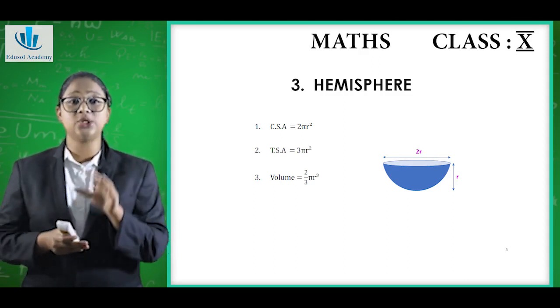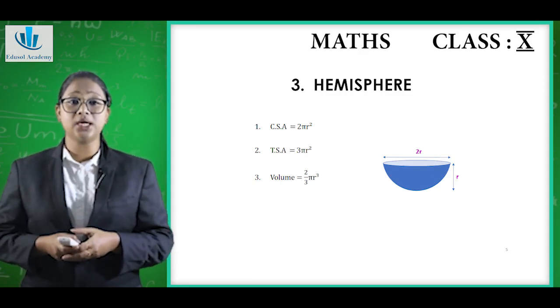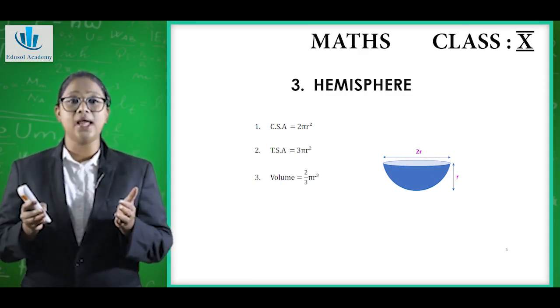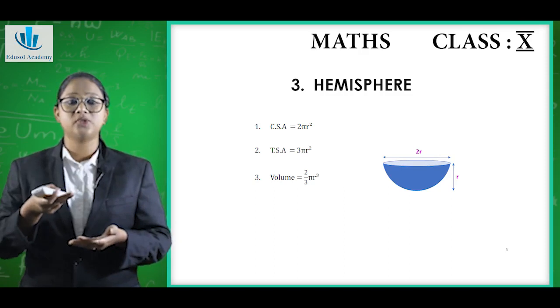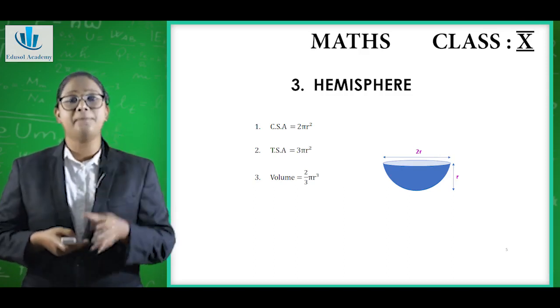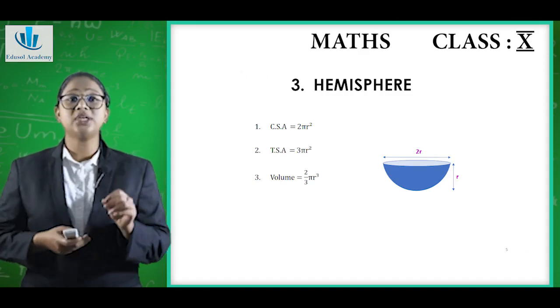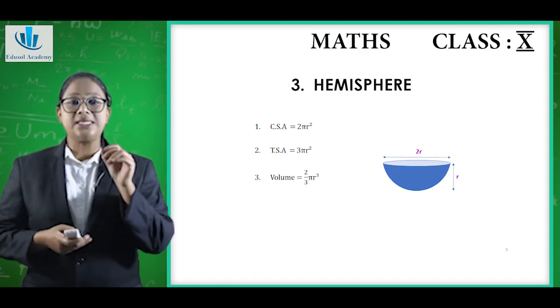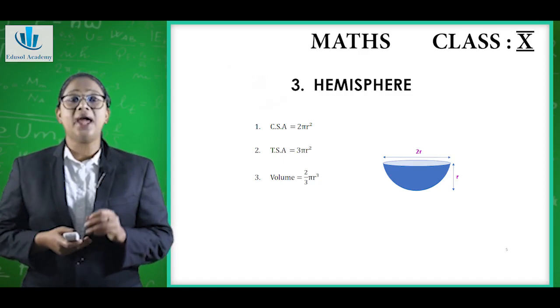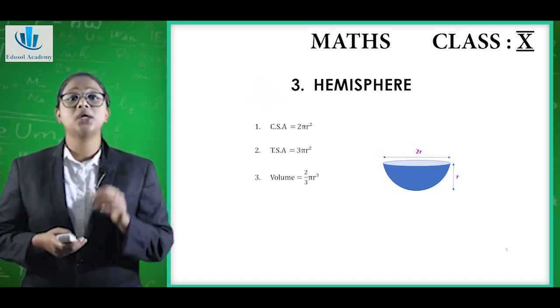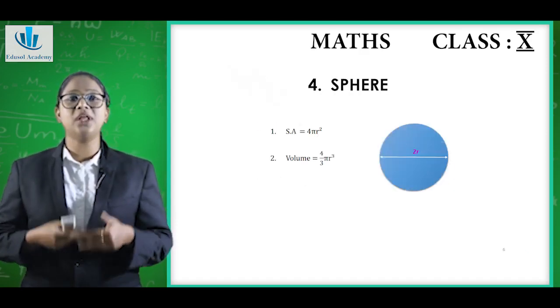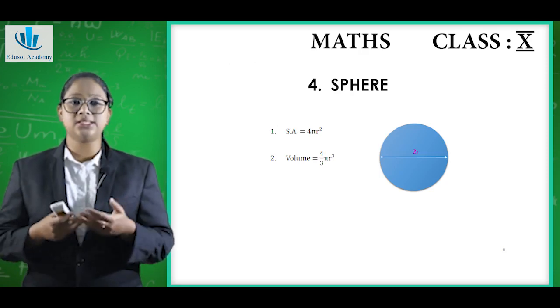and the base is in the shape of a circle again. So, there comes 2 pi r square plus pi r square. So, that will give you 3 pi r square. Talking about the volume, the equation for volume of a hemisphere is equal to 2 by 3 pi into r cube. We'll go to the next solid now, that is a sphere.